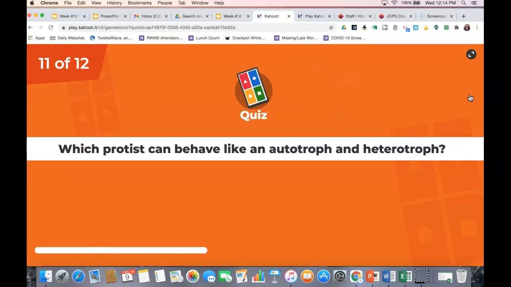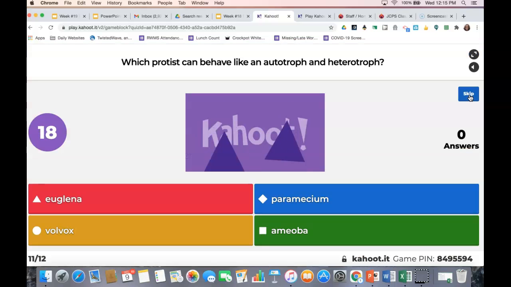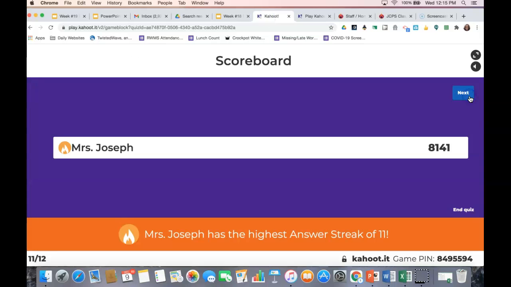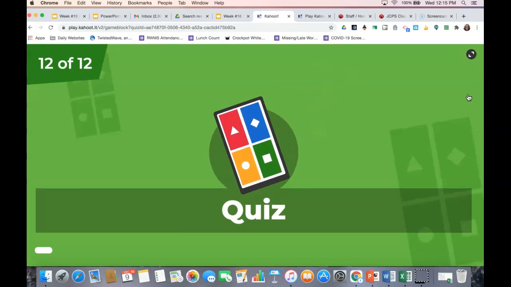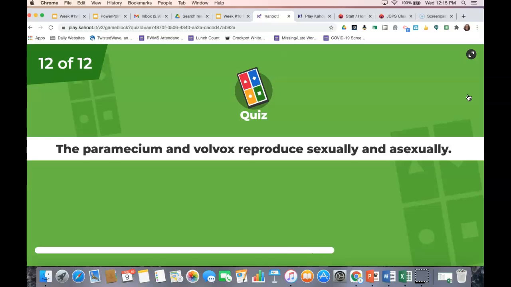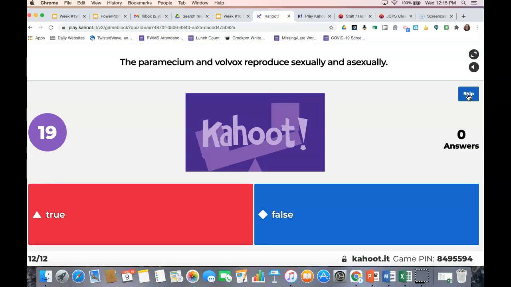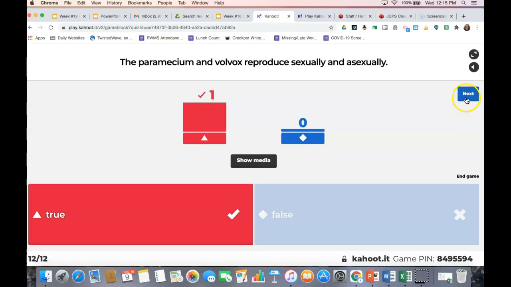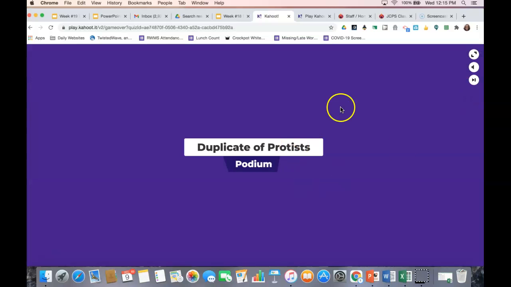Question 11 says, which protist can behave like an autotroph and a heterotroph? That means it can eat other protists and it can also undergo photosynthesis, and that is our euglena. And the last question on the Kahoot says, the paramecium and volvox reproduce sexually and asexually. True or false? It is in fact true. Okay, those are the only two that can reproduce both ways.